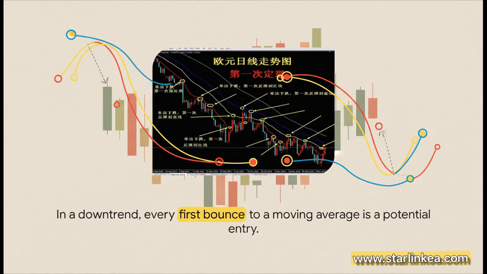And here we go. This chart just shows it all perfectly. Look at this. We have a clear downtrend. No question about it. Now see how the price rallies back up and touches that red MA for the first time? Boom, that's a potential entry. Then it keeps going down, and later pulls back to the yellow MA for its first touch. That's another one. And it happens again with the blue MA. Each of these first touch moments is a high probability chance to join the trend that's already in motion.